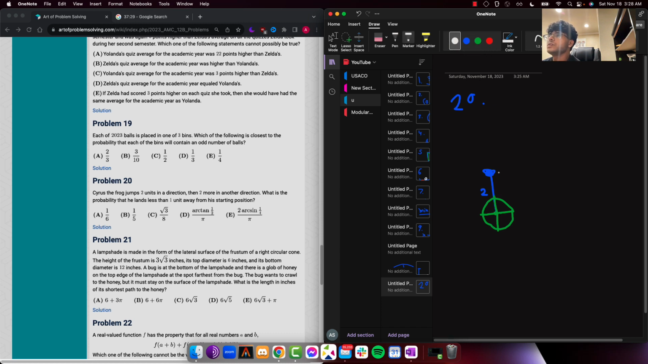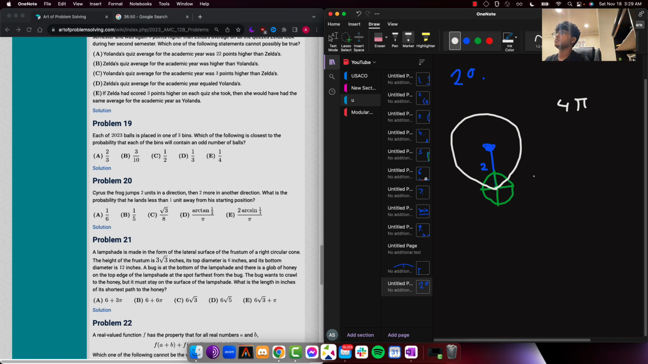So, is it not just this? It might actually just be this. So you just find the ratio of the area of this intersection to the entire thing, which is 4 pi. Oh, okay, yeah, this is exactly what you have to do, I think.